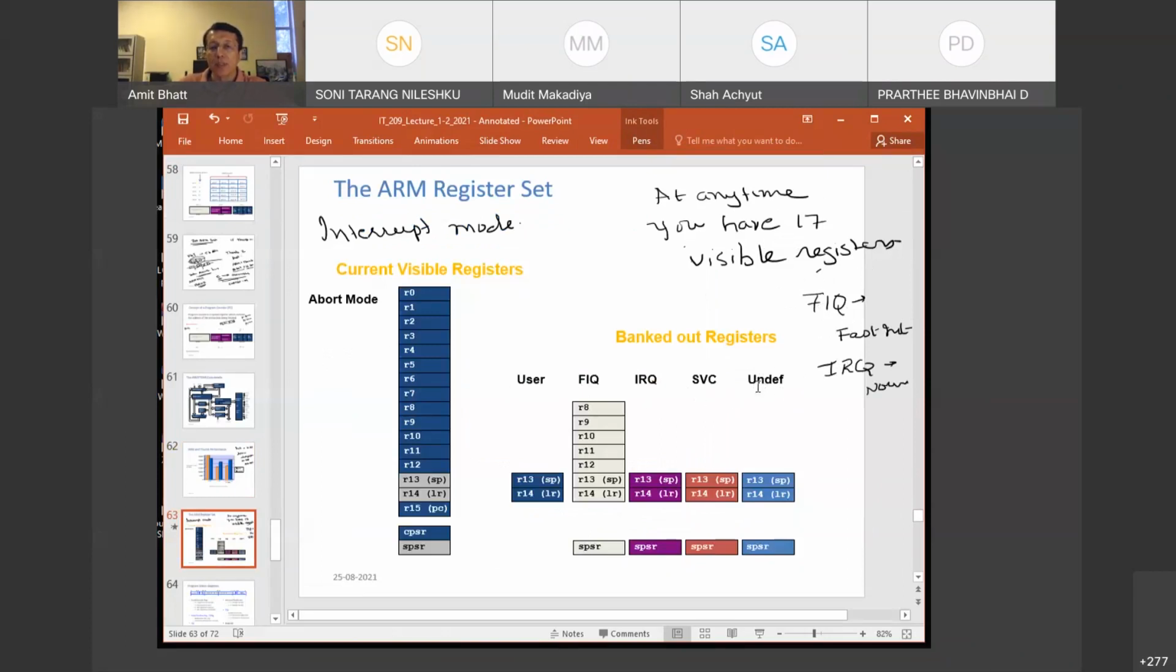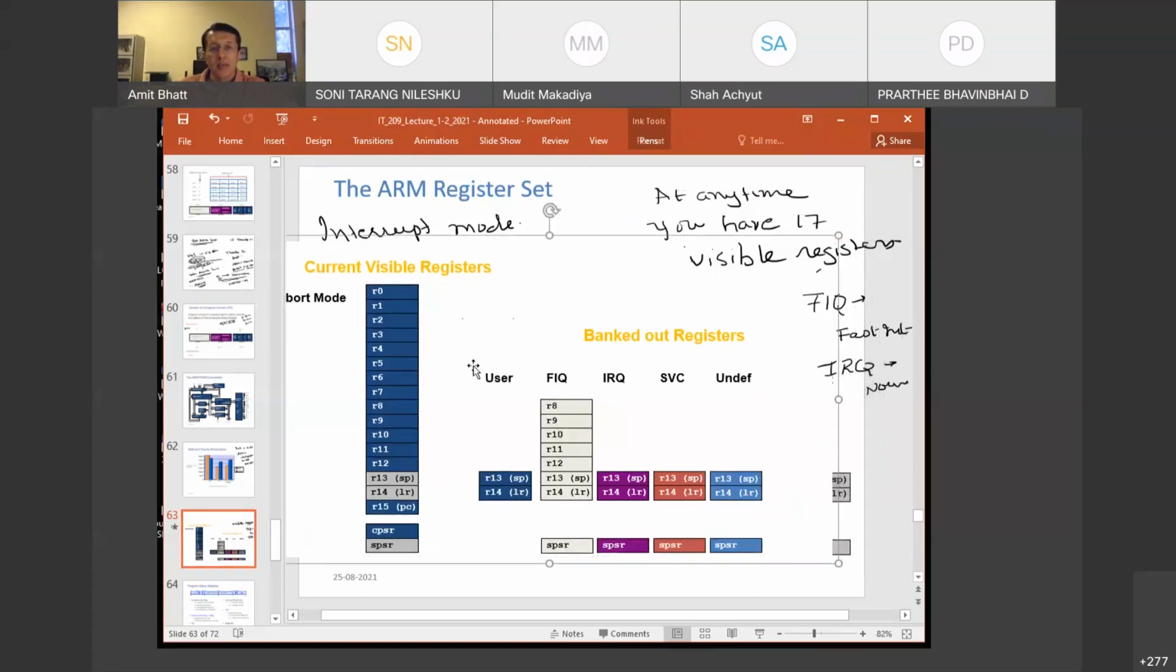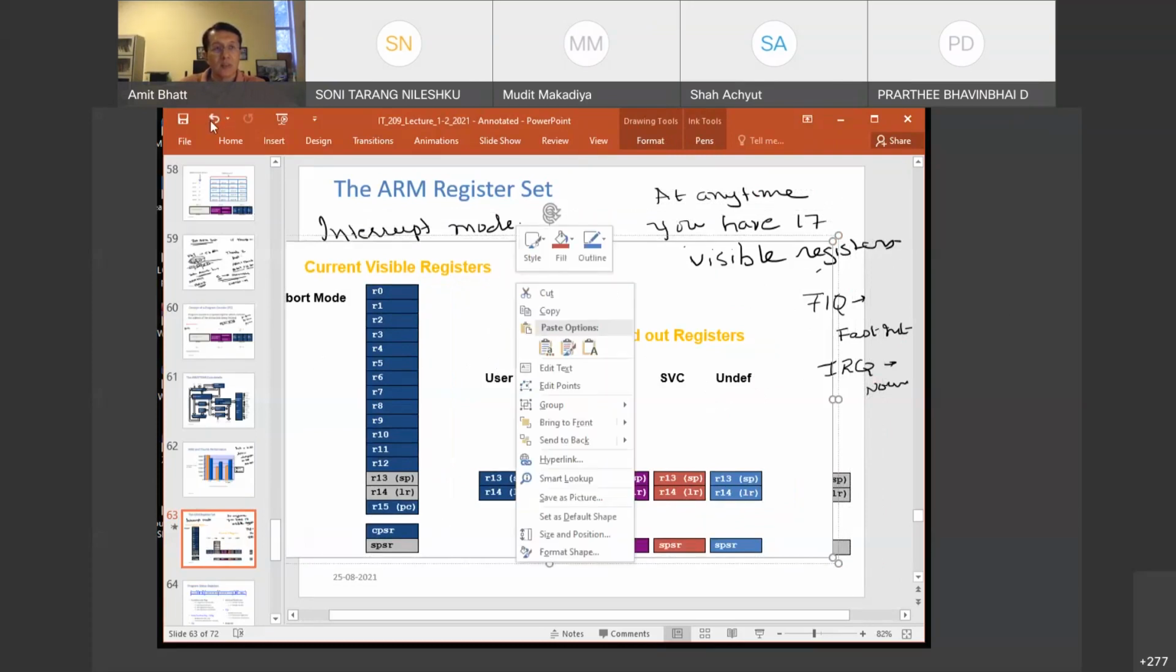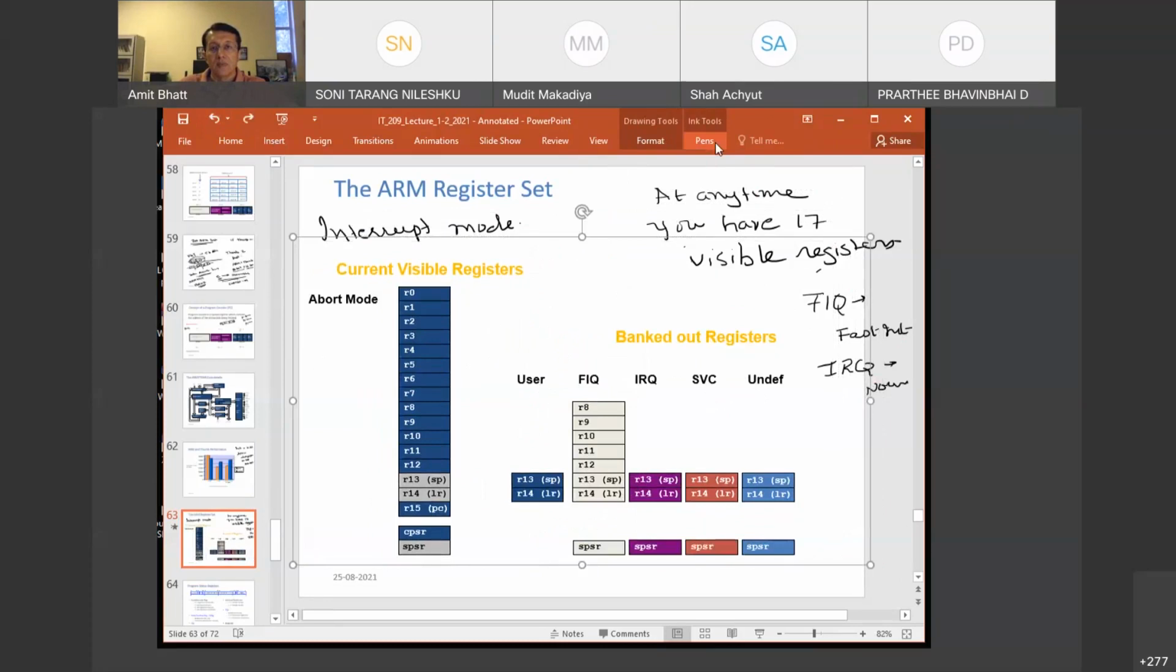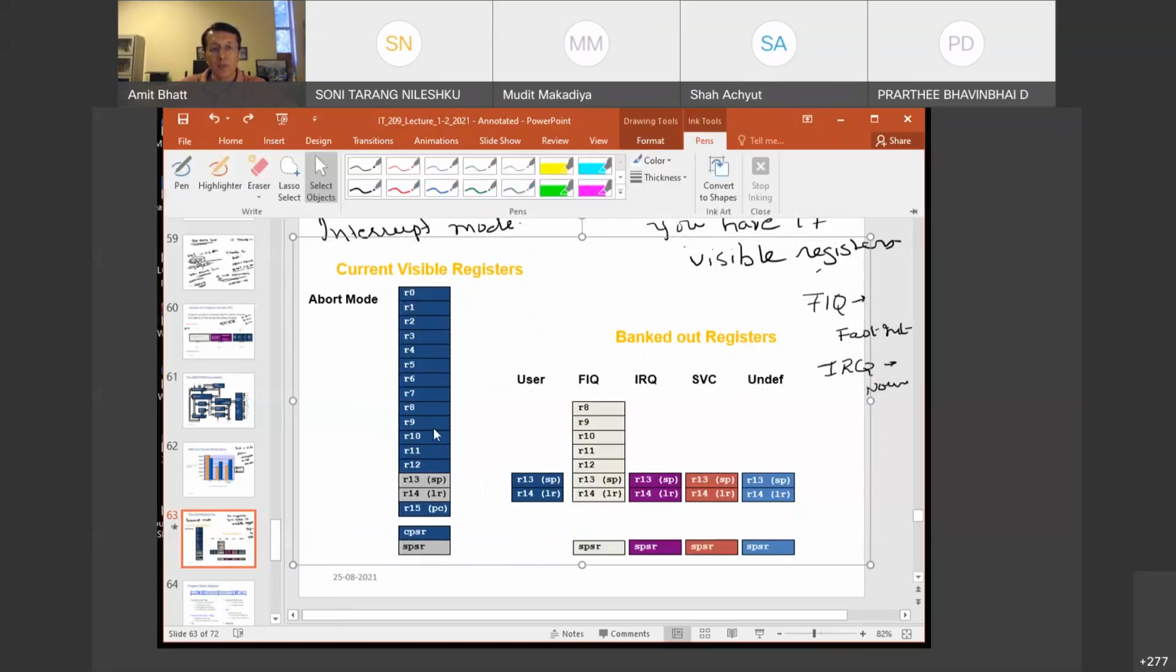internal, like if you have put in an undefined instruction, or you have given a memory address which does not exist, so that will be taken as an undefined kind of interrupt. So what happens is this: suppose you are executing your user program. Your user program can be anything. And suddenly, you have come up to abort mode.